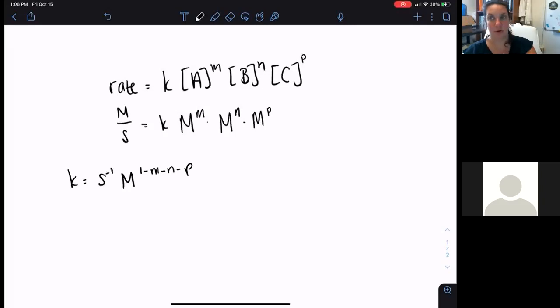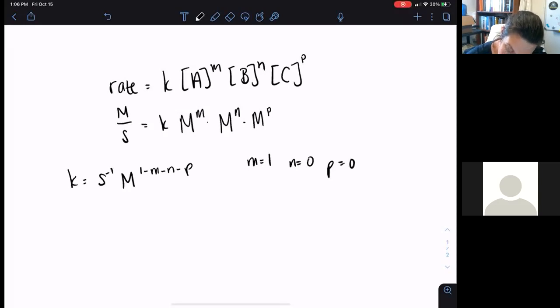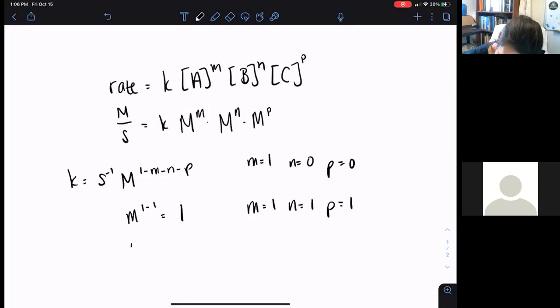And then if you have m equal to 1, n and p equal to 0, then you just have molarity to the 1 minus 1, which would cancel to a 1. If you have m equals 1, n equals 1, p equals 1, something like that, then you do molarity to the 1 minus 1 minus 1 minus 1, which would be M to the -2.